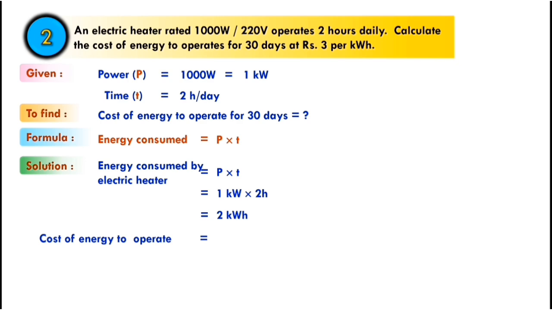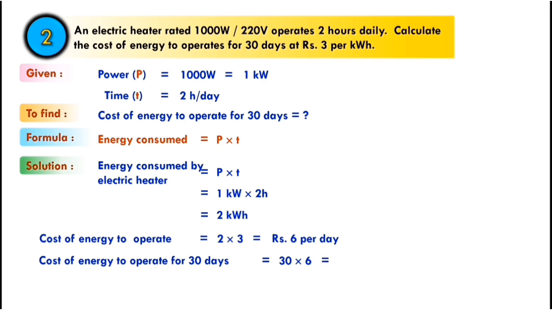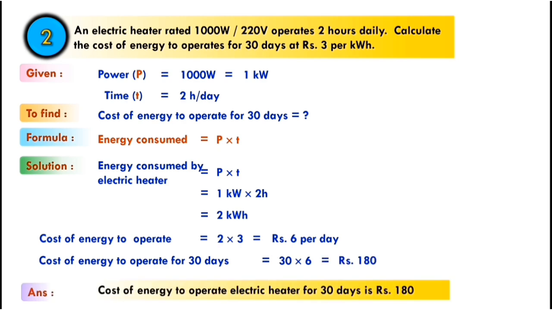So we will get 2 kilowatt hour. Now see, the cost of energy to operate equal to 2 into 3. The cost is given as rupees 3 per kilowatt hour. So 2 kilowatt hour will be 2 into 3, that is rupees 6 per day. Now see the cost of energy to operate for 30 days. So now we have got the cost for one day, that is rupees 6 per day. So 30 days of energy cost will be 6 into 30, it is rupees 180. So the cost of energy to operate electric heater for 30 days is rupees 180.